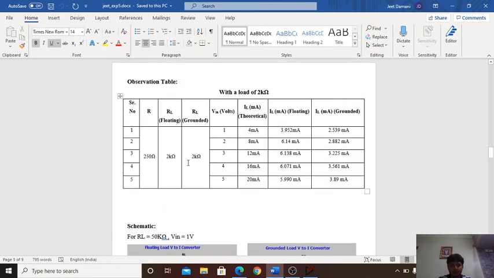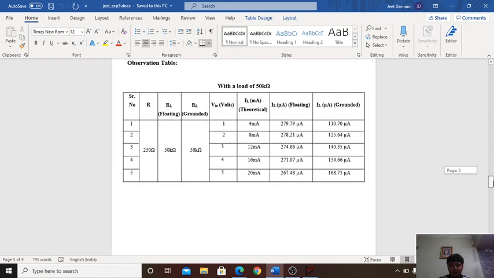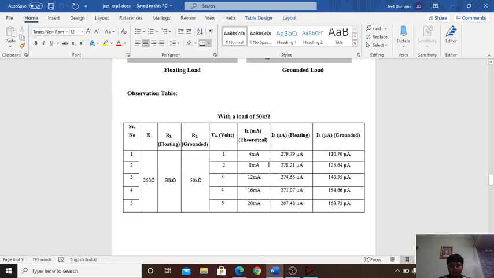So for RL equal to 2 kilo ohms, this is the theoretical value for the floating load, and this is the grounded load. So for the floating load, the current is approximately equal to the theoretical values when the load resistance is low, here 2 kilo ohms. And now as we are increasing the load resistance to 50 kilo ohms, the current is reducing, and it is not equal to the theoretical value of 4 milliamp for the corresponding input voltage.